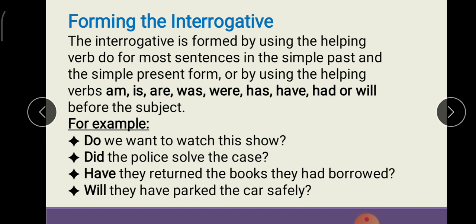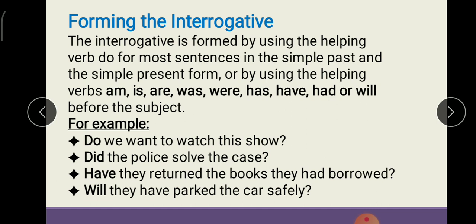Forming the interrogative. Interrogative is when you are asking a question. The interrogative is formed by using the helping verb do for most sentences in the simple past and simple present form, or by using the helping verbs am, is, are, was, were, has, have, had, or will before the subject. For example, do we want to watch this show?